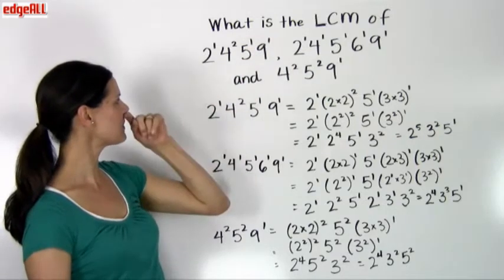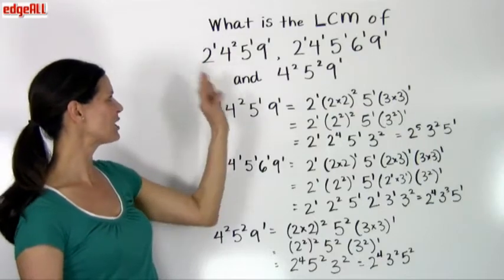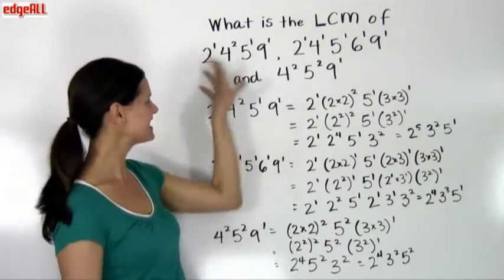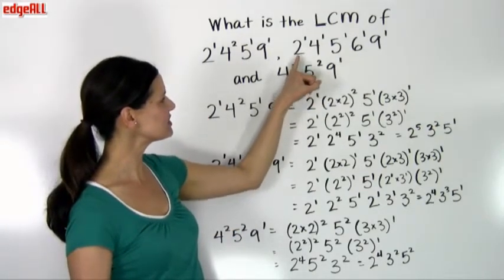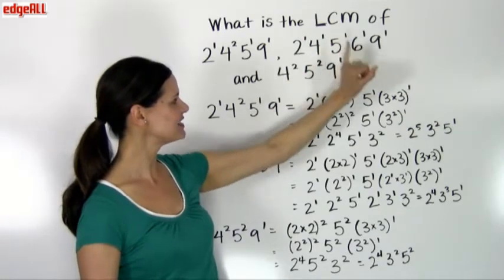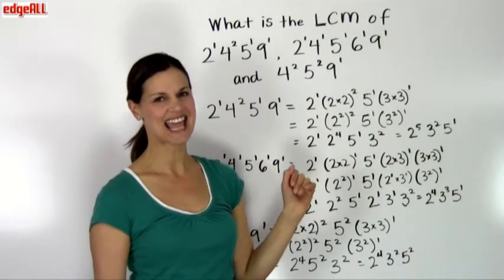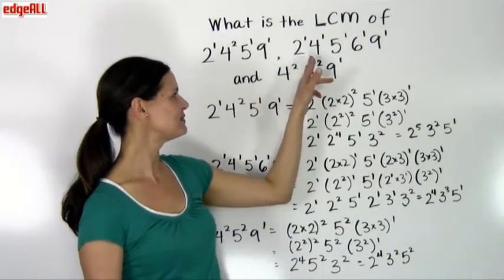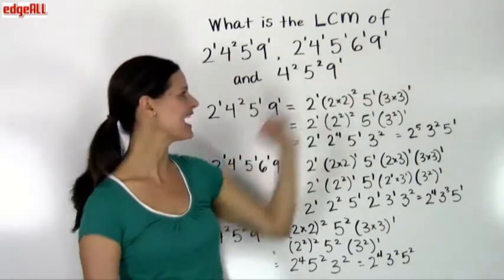So that's the same as if we were multiplying together 2 times 4 times 4 times 5 times 9. That's one number. And then our second number is 2 to the first power, 4 to the first power, 5 to the 1 power, 6 to the 1 power, 9 to the 1 power. That's the same as if we were multiplying together 2 times 4 times 5 times 6 times 9.